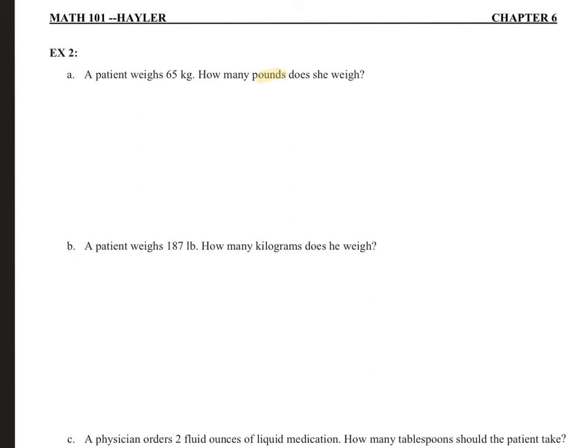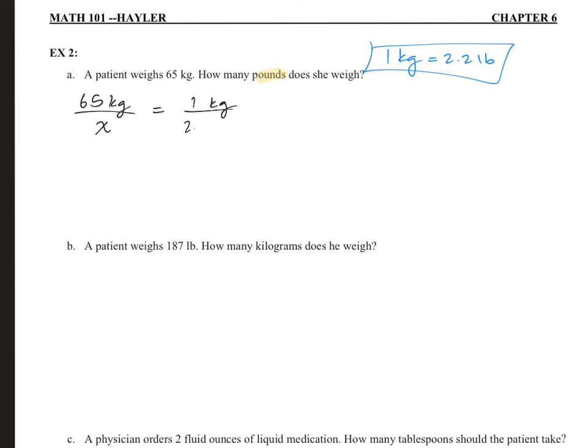So setting up my proportion, we know the patient weighs 65 kilograms, but we don't know how many pounds. And then I'll set that equal to, let's see, what's a conversion factor we have for this? Well, I know that 1 kilogram is equal to 2.2 pounds. That's my conversion factor. Okay, so setting that up, the kilograms goes on top, pounds go on the bottom. Let's go ahead and cross multiply.